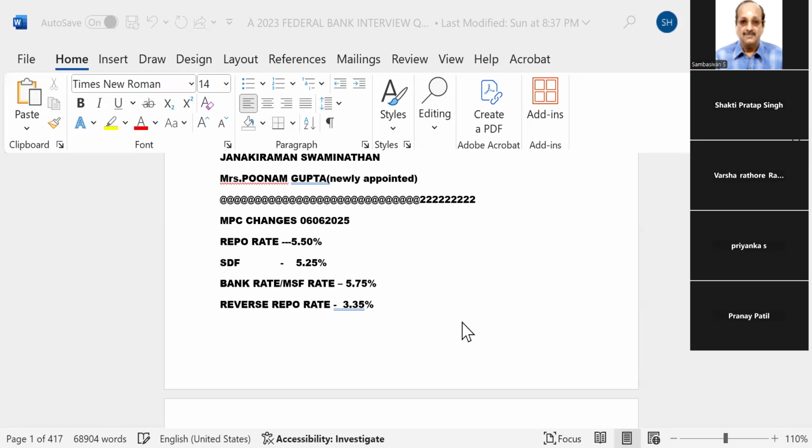Recently, what happened? RBI reduced the repo rate from 6% to 5.5, because now banks will borrow more, they will charge less interest on loans, and so borrowers will borrow more and there will be more money in circulation. It will help improve the economy. That is how RBI is using the repo rate.